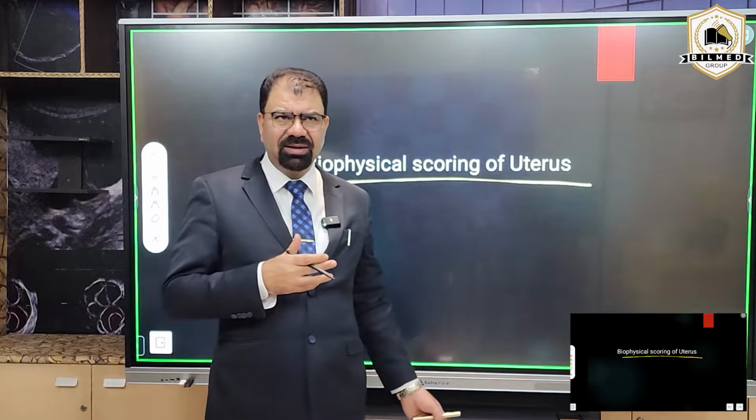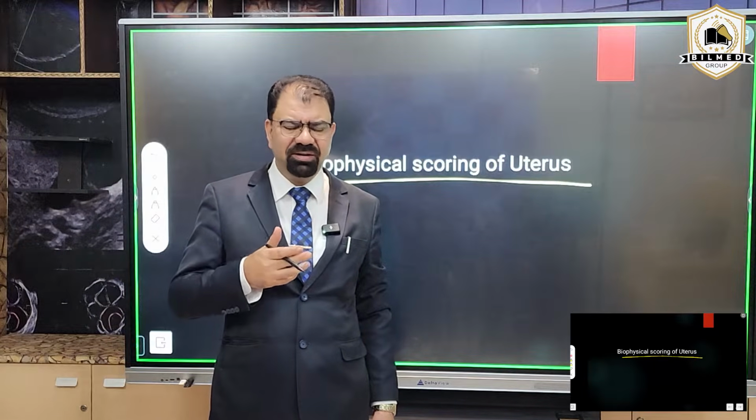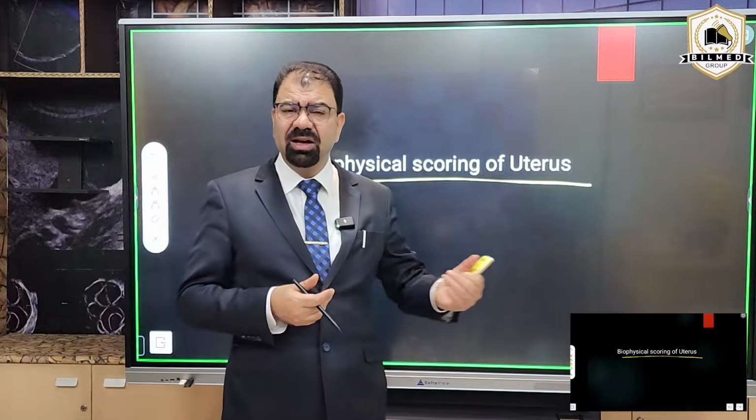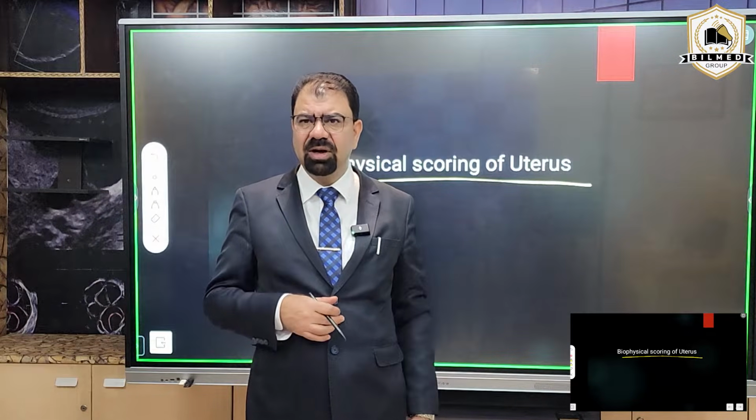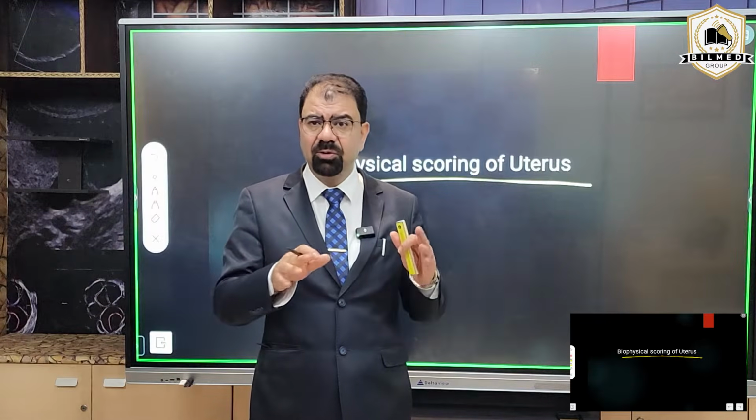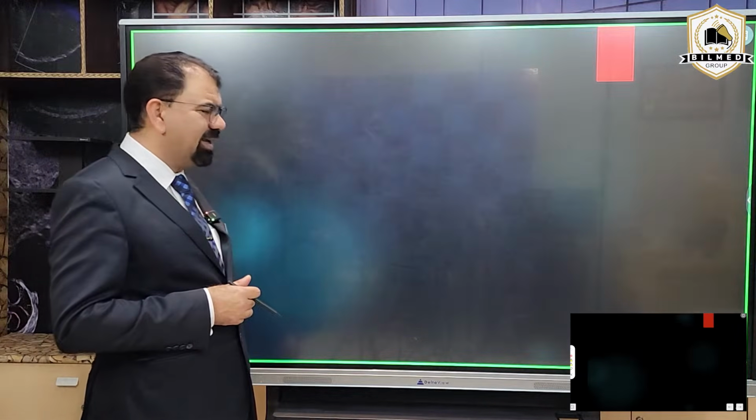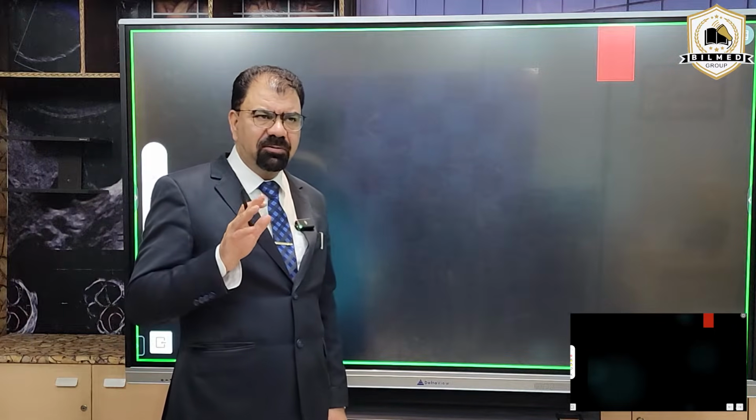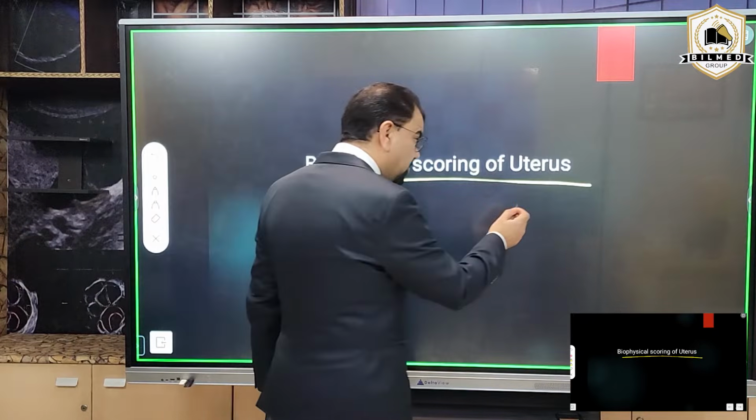Now see how important this ultrasound knowledge is for a gynecologist. Ultrasound knowledge is very, very important for a gynecologist because even if you are referring a patient to a clinic or a hospital for this ultrasound, ultimately you have to take the final call on what we have to do. And if you don't have any understanding, you will not be able to coordinate it. So biophysical score of the uterus, what are we actually seeing here? You have heard of the biophysical score of the fetus. I'm repeating, this is the biophysical score of the uterus.